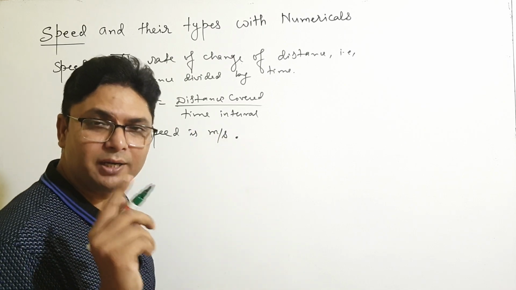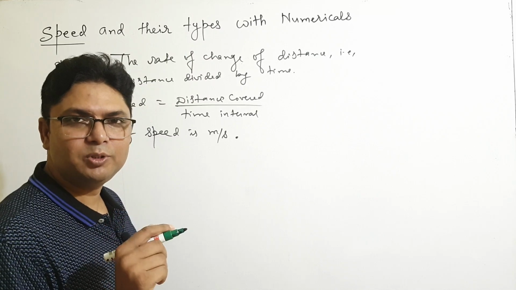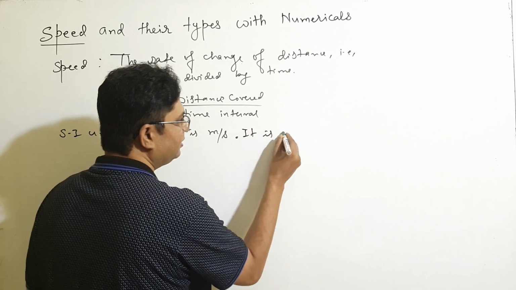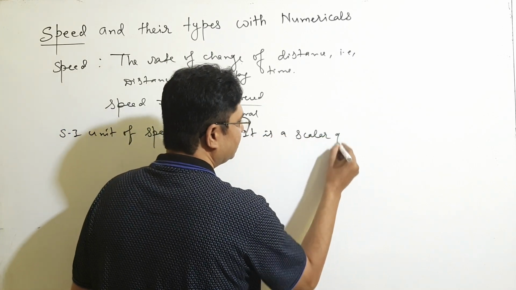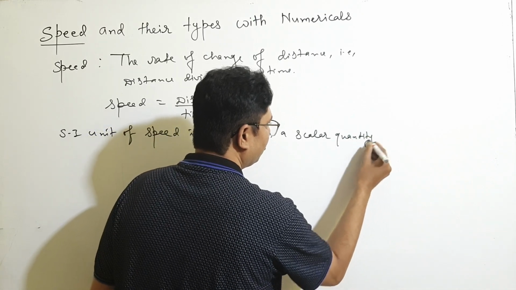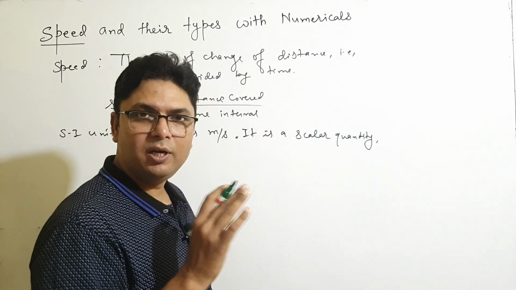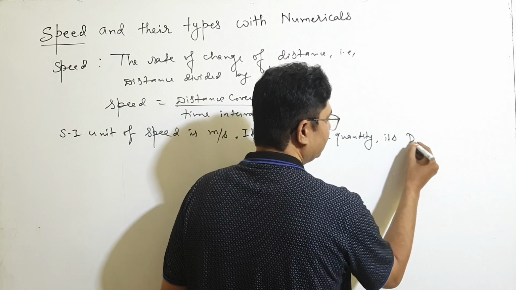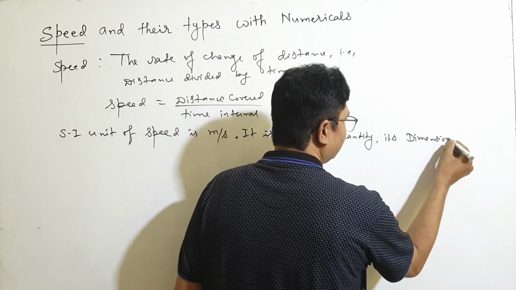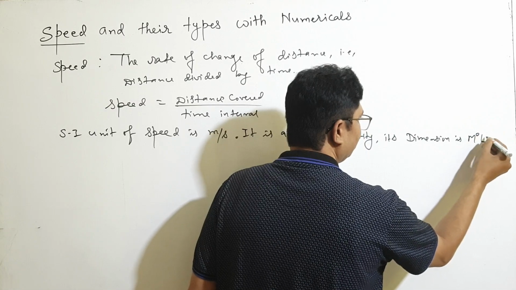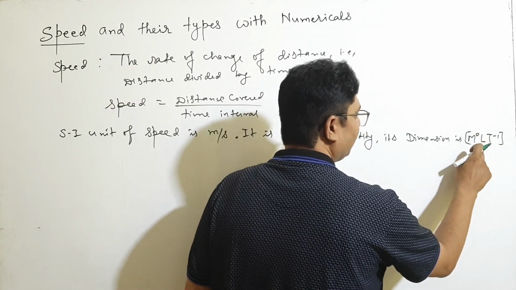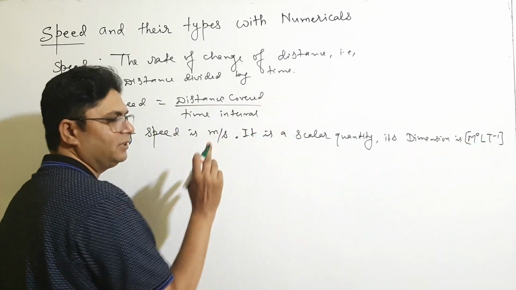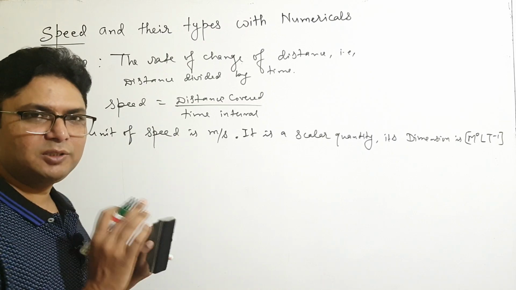Speed is a scalar quantity. Its dimension is M^0 L T^-1. It is a scalar quantity. This means that it has only magnitude and no direction. Its dimension is M^0 L T^-1. Here L to the power 1 is because of meter and T to the power minus 1 is because of second. So this is the definition of speed.